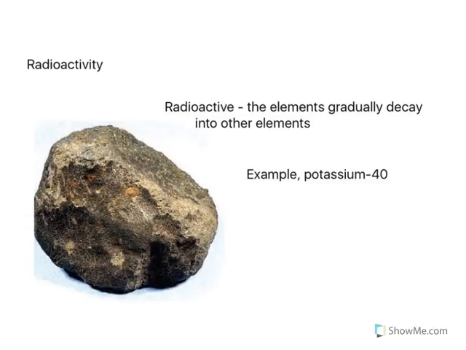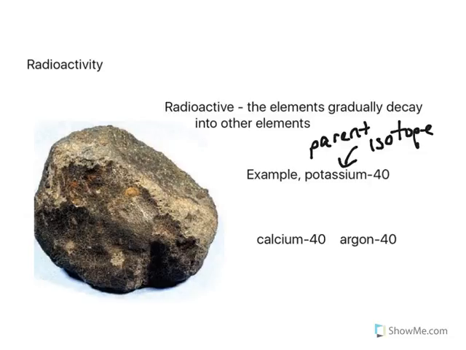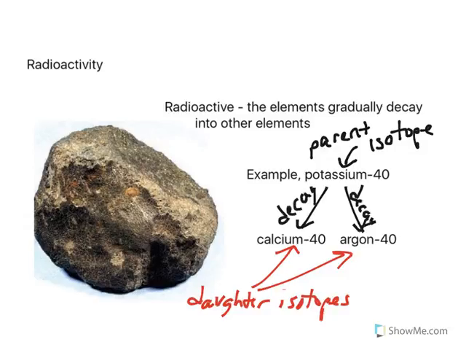For example, let's look at potassium-40. Potassium-40 is the parent isotope. Potassium gradually decays into calcium-40 and argon-40. Both calcium-40 and argon-40 are the daughter isotopes.